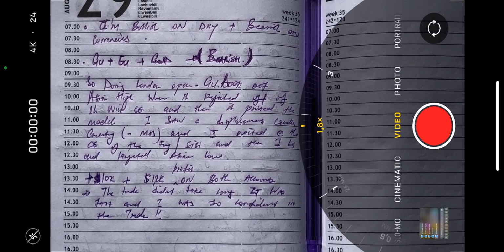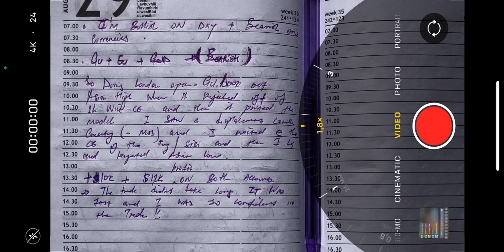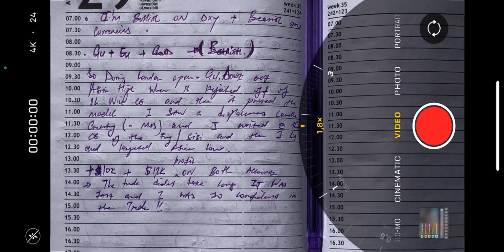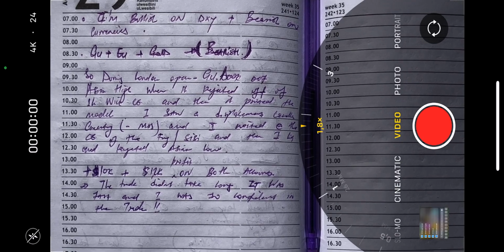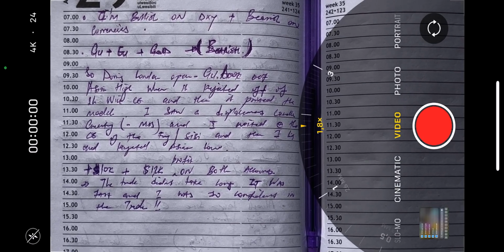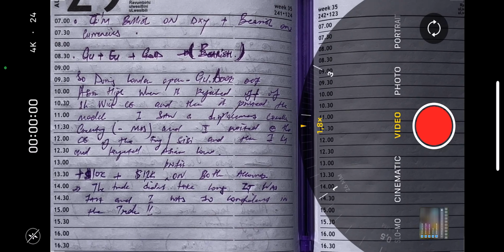I'm going to show you screenshots for that. And then on the other account I made 1.2 USD. So profits on both accounts. The trade didn't take too long. It was fast, and I was so confident in the trade.